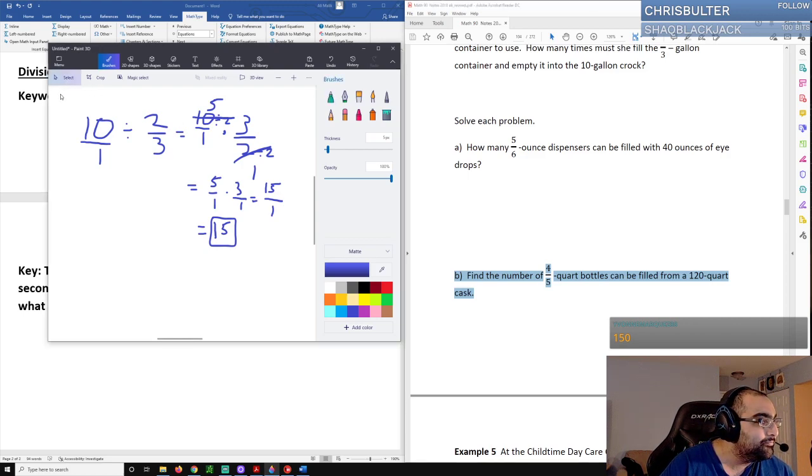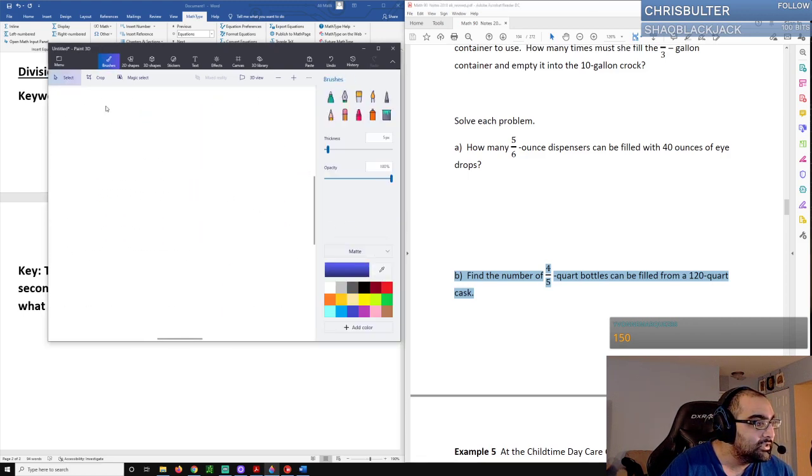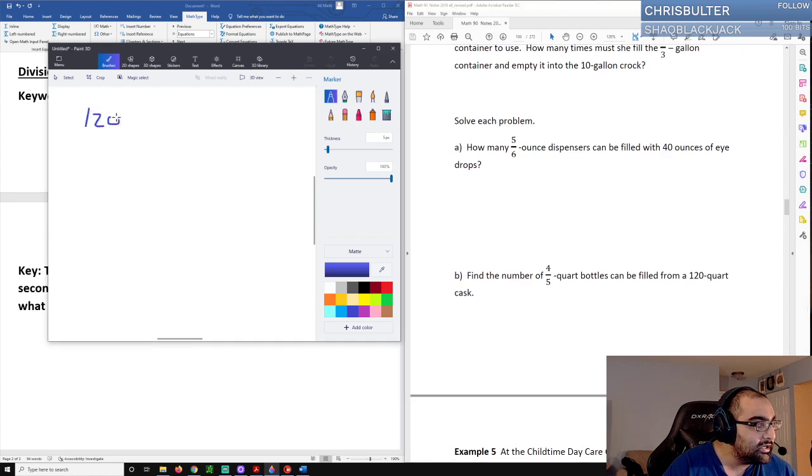Okay. So in this particular case, we're going to take our first number here. We're going to say find the number of 120 quart bottles. So this is another type of problem here. We have 120. That's going to be our big value here, and we're dividing that up by 4/5 of a quart bottles. So we could write that as 120 over 1. So that'll be 120 over 1 times 5 over 4.